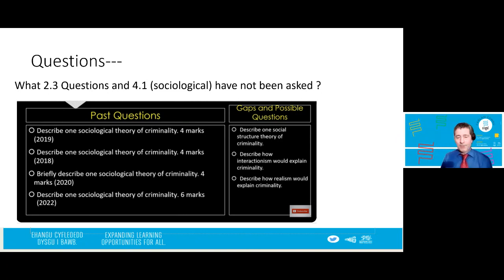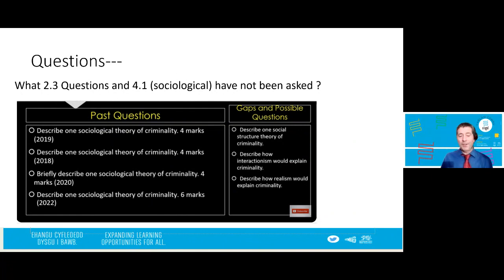So looking at past papers, especially from 2019, but we do mention 2018 here, you can see on the right there gaps and possible questions which they could ask. They have actually asked the first one. Okay, the one on the right. Describe one social structure theory of criminality.